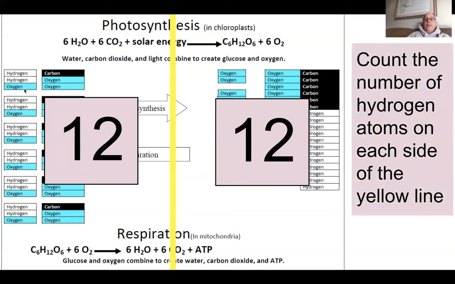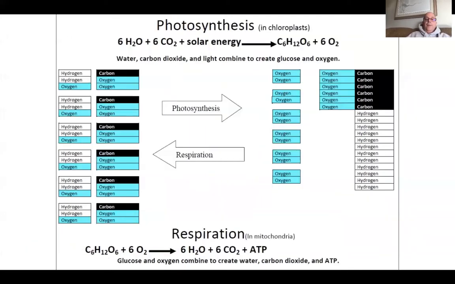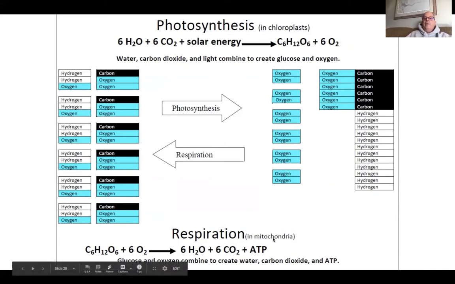Did you get 12 on either side? Hopefully you did. All right. Back at this, let's just give you another look. Photosynthesis is described up on top. It tells you up on top that photosynthesis takes place in the chloroplast. Down on the bottom, respiration, and it tells you it takes place in the mitochondria. And the spelling for all of those are right there for you.